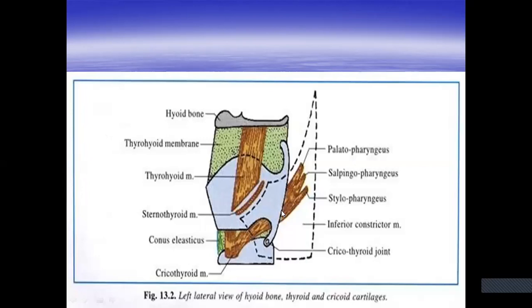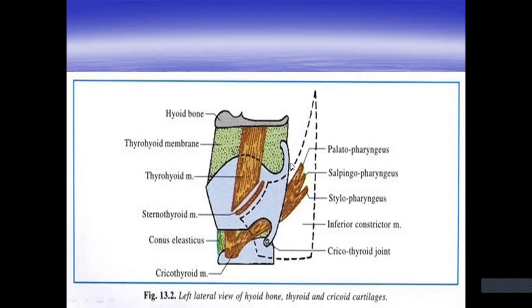Then the posterior margin of each lamina is prolonged superiorly and inferiorly. Superiorly, the posterior border forms the superior cornu or superior horn. The downward projection is called the inferior horn or inferior cornu.